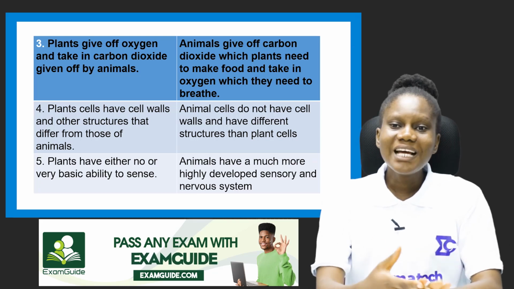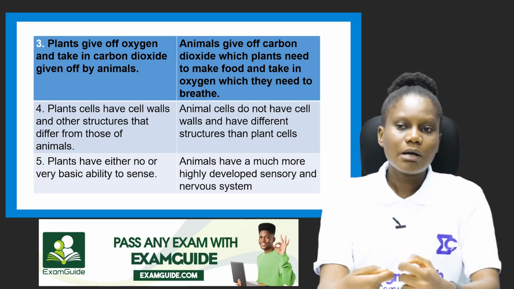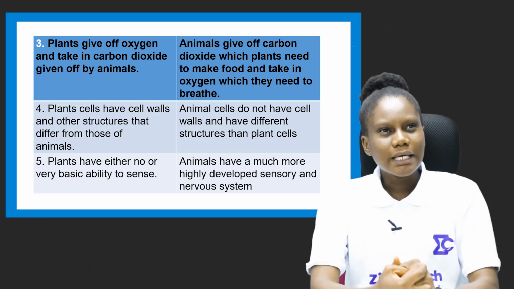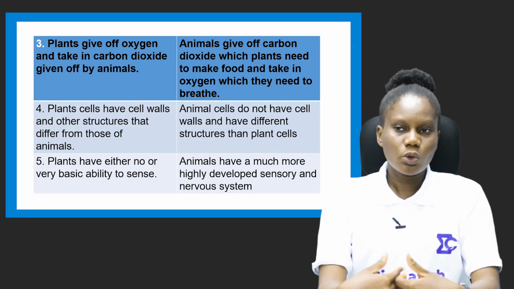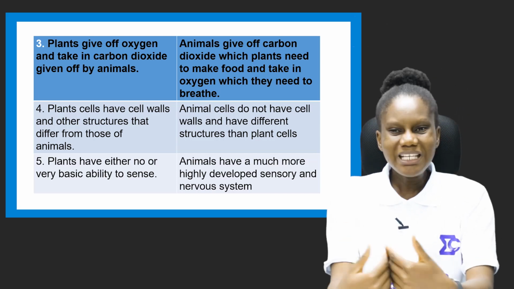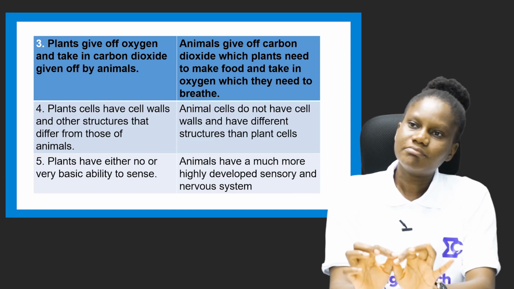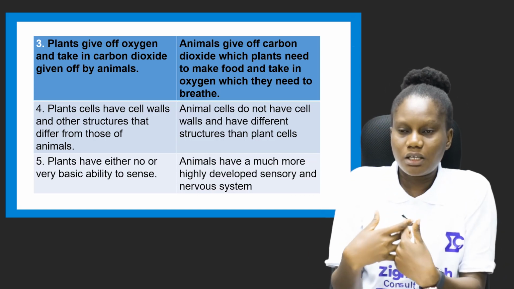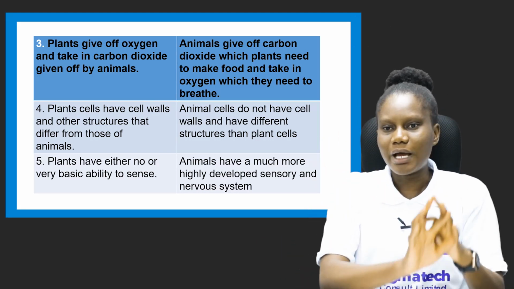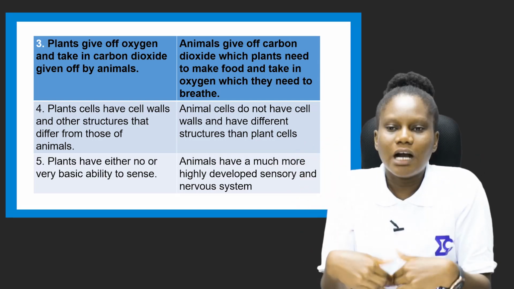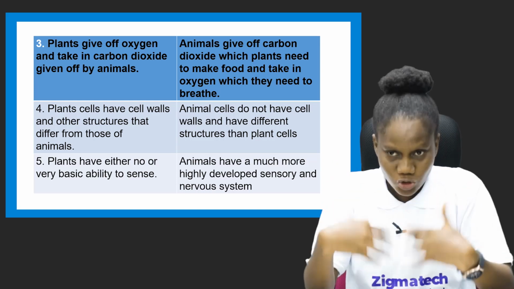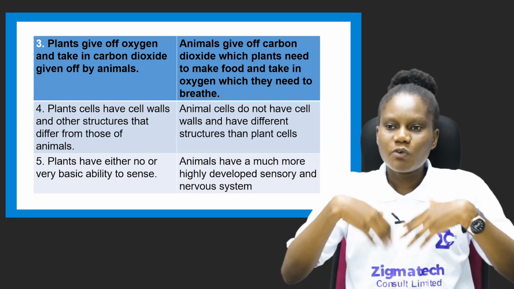Number 3, plants give off oxygen and take in carbon dioxide given off by animals. If you remember in respiration, I said respiration is when you take in oxygen and use the oxygen to break down food in order to produce energy. But this is only applicable to animals. Animals take in oxygen, but plants give off oxygen and take in carbon dioxide given off by animals. So plants take in carbon dioxide, whereas animals give off carbon dioxide. As humans, we breathe in oxygen and we give off carbon dioxide.